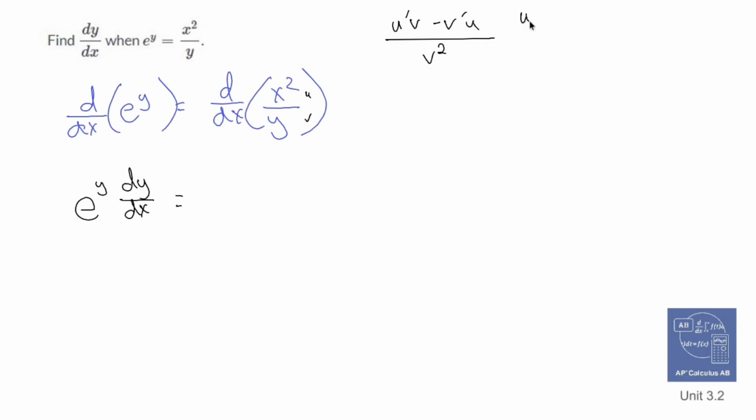So u in this case is x squared. V is y. U prime is the derivative of x squared with respect to x, which is 2x, no attachments. The derivative of v is v prime, and the derivative of y with respect to x is 1, so you attach dy/dx. So really that 1 is not necessary, it's just dy/dx. V squared is going to be y squared.